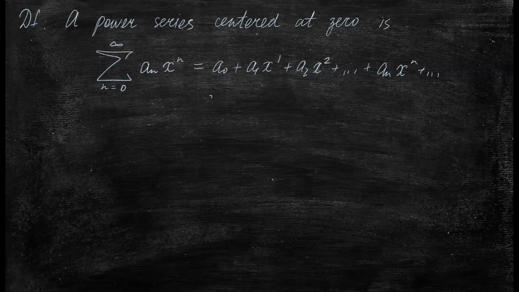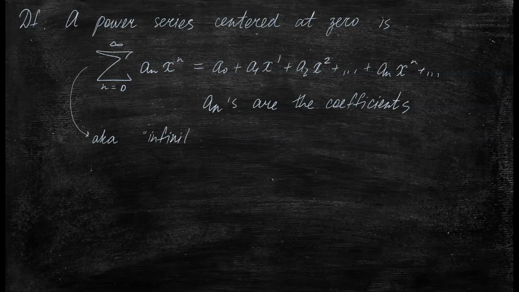And this a_n for different values of n are called the coefficients. And we can think of power series as infinite degree polynomials. If such a thing existed, then polynomials and the power series would be the same thing.